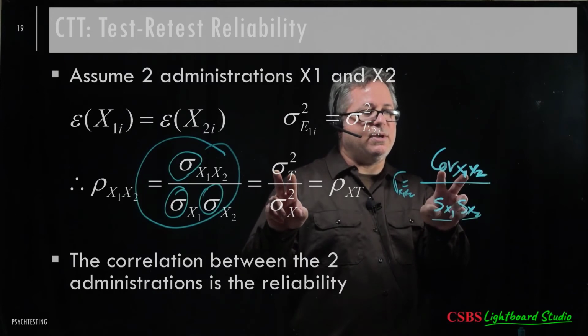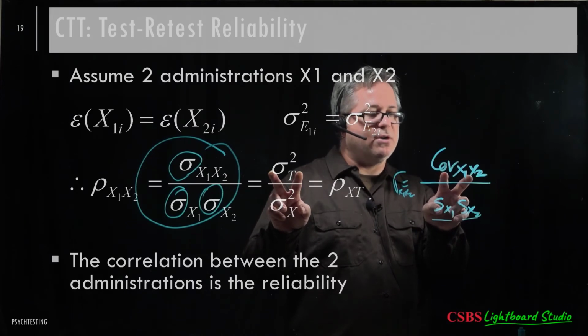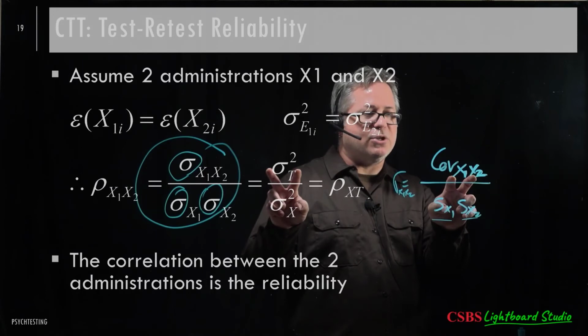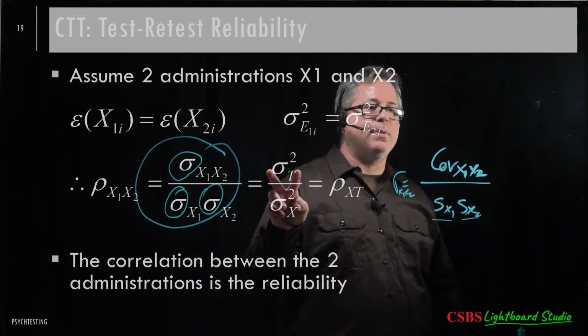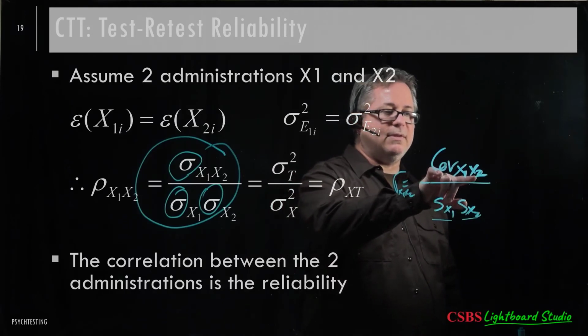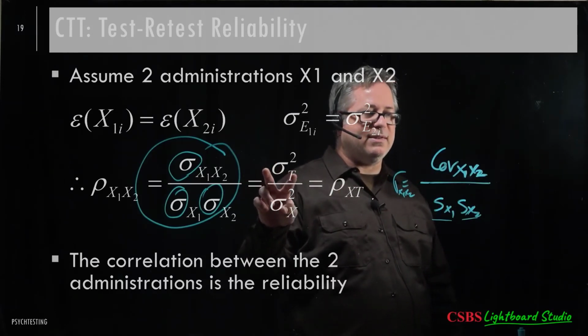So this covariance is really just the variance of the true score. The amount of variation they share is just that each one of them is reflecting the same variance in the true score across people. All right, so that's why this is really just this.